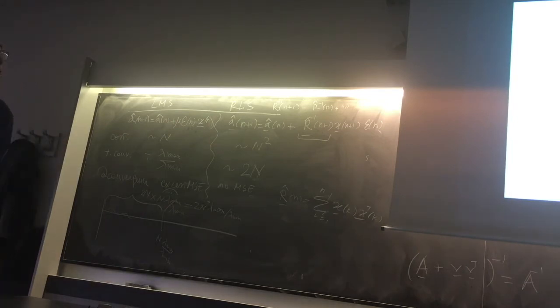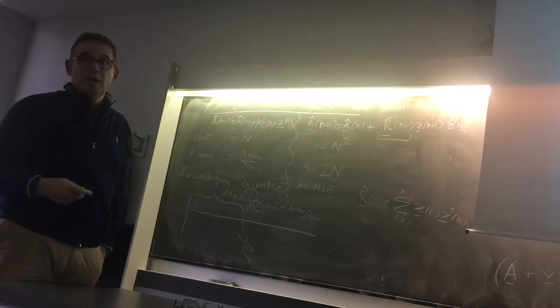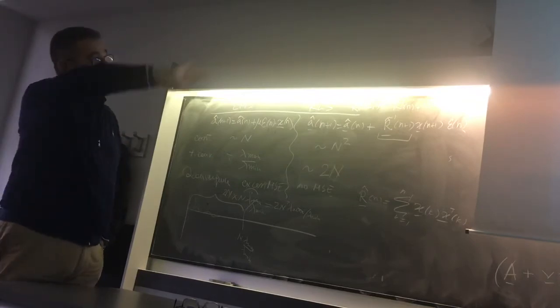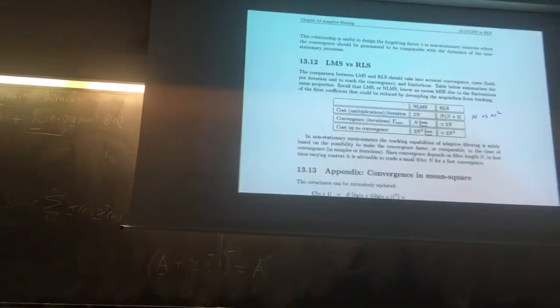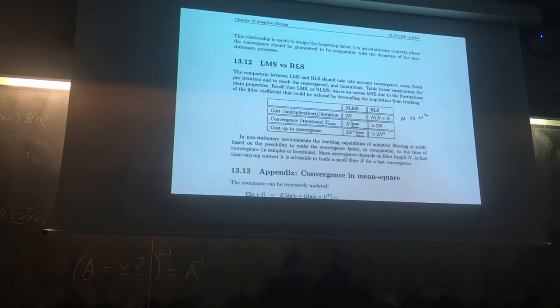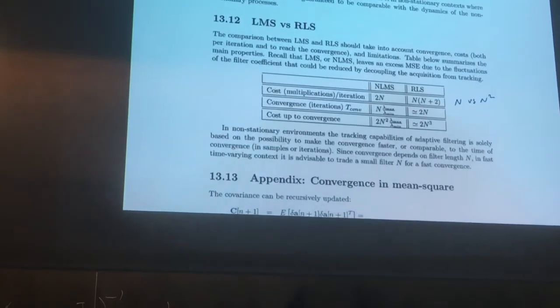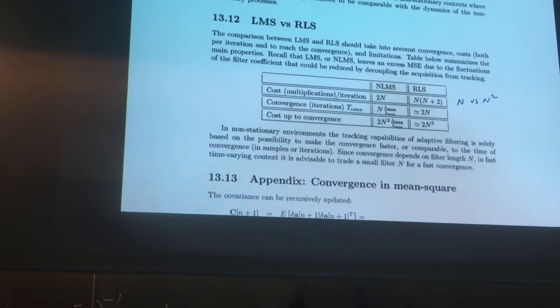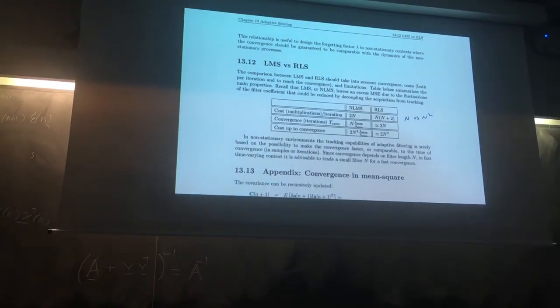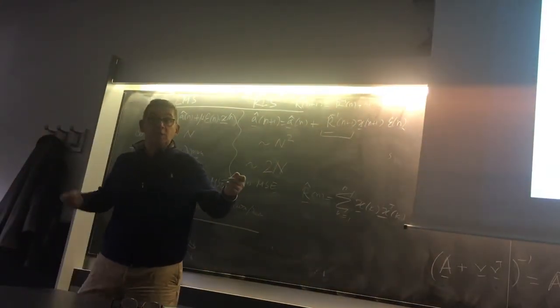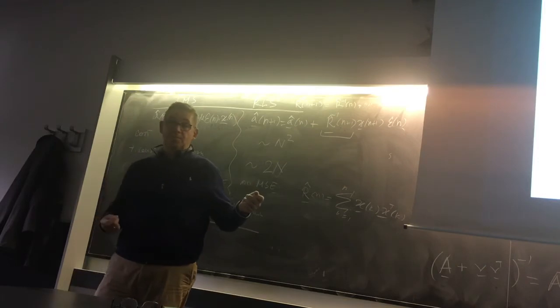So the cost up to the convergence is 2 times n squared, times the ratio of the eigenvalues. On the second part, since every step costs n squared, and since I converge in n samples, the total cost up to the convergence is 2 times n cubed. Now this 2 times n cubed is dispersed in 2n samples.